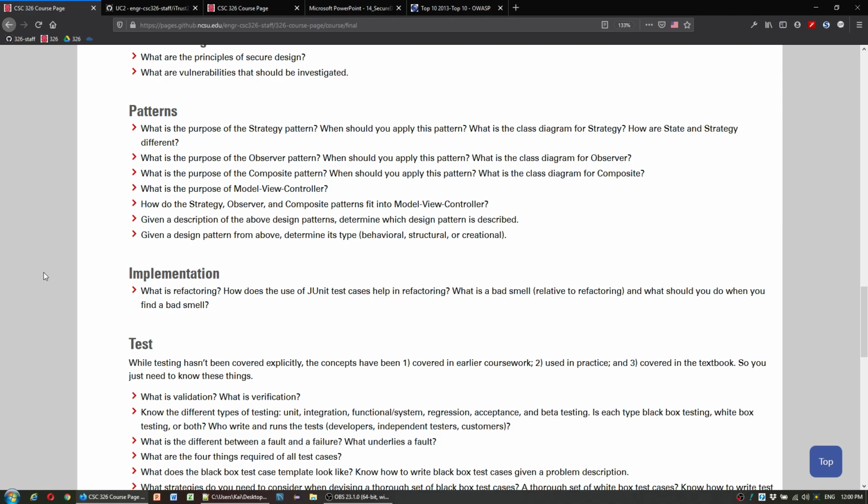So basically you apply it whenever you have some presentation, particularly multiple presentations of your data, that you want to have do something when the data underlying it changes.